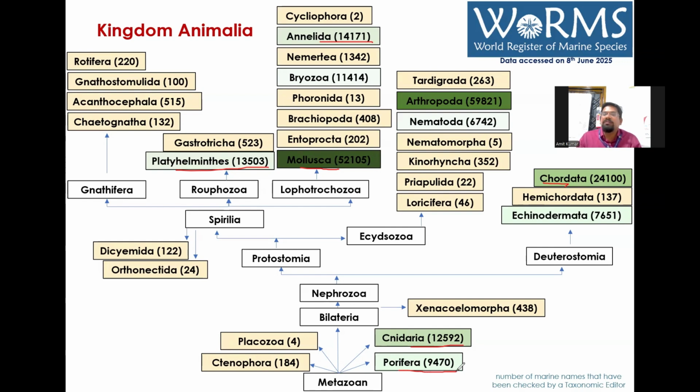So these 10 phyla comprise the majority of the life forms which we are seeing in the marine environment, followed by other phyla represented with tens and hundreds of species.